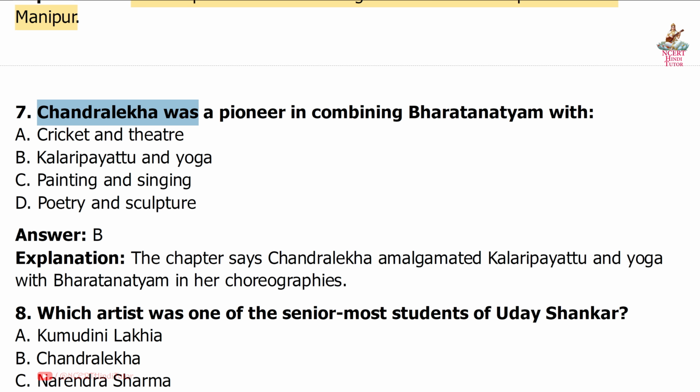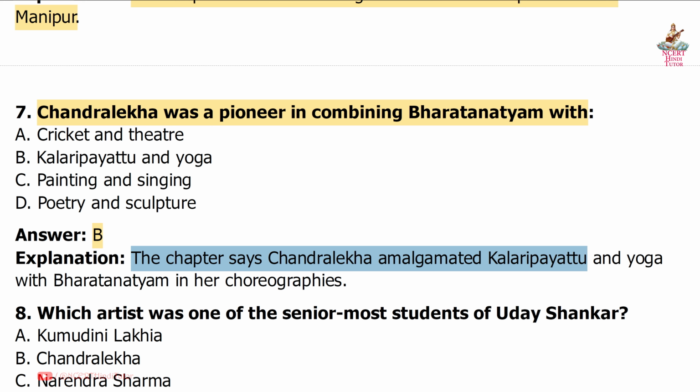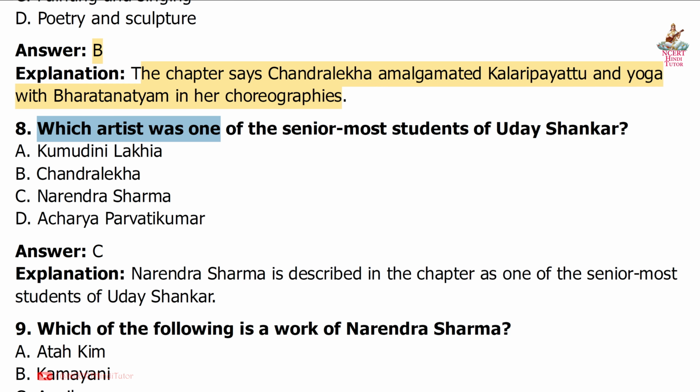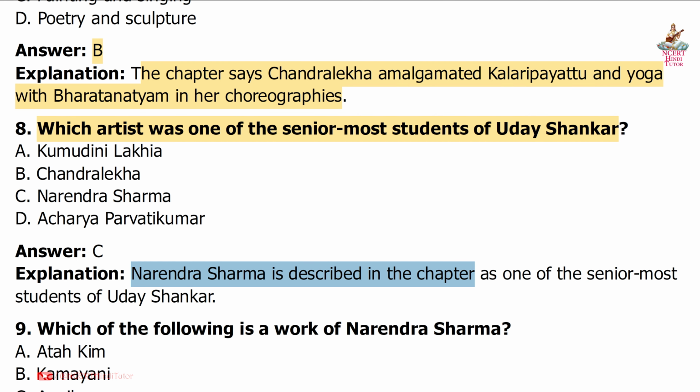7. Chandralekha was a pioneer in combining Bharatnatyam with. Answer B. Explanation. The chapter says Chandralekha amalgamated Kalari Payattu and yoga with Bharatnatyam in her choreographies. 8. Which artist was one of the senior most students of Uday Shankar? Answer C. Explanation. Narendra Sharma is described in the chapter as one of the senior most students of Uday Shankar.